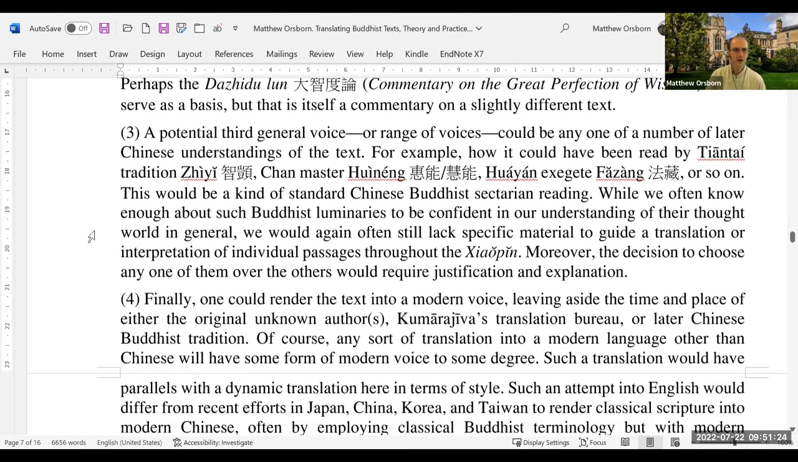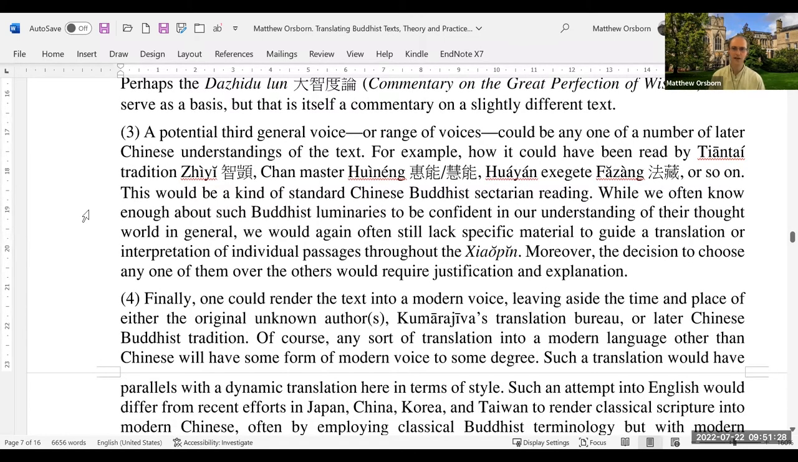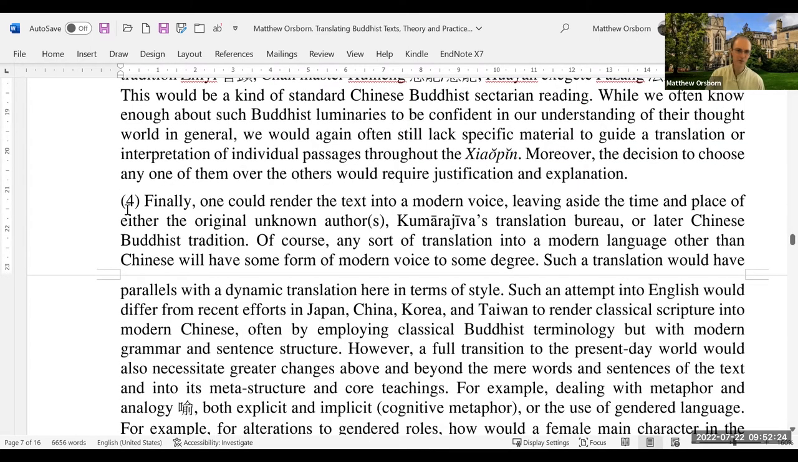The third possible general voice or range of voices could be any one of a number of later Chinese understandings of the text. So for example, how could this text have been read by Tiantai Zhiyi, or how would Chan Master Huineng read the Xiaopin Sutra, or how would Fazang from the Huayan tradition read it, and so on, right? Now, this would be a kind of standard Chinese Buddhist sectarian reading. Now, while we often know enough about such Buddhist luminaries to be confident in our understanding of their thought world in general, we would again often still lack specific material to guide a translation or interpretation of individual passages throughout the Xiaopin, right? So that wouldn't be a translation. That would really be our interpretation of a Huayan or Tiantai interpretation of this text. So moreover, the decision to choose any one of them over the other voices would also require justification or explanation.